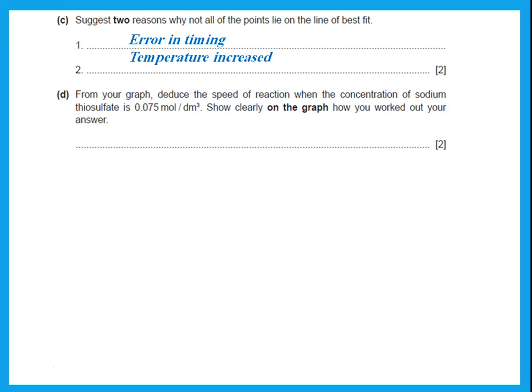Remember, the error in timing is the one where we say, okay, has the printed sheet disappeared, or has the reaction finished or not, or should we stop, or should we not stop the clock, and so on, because it is very difficult to determine exactly when all the printed sheet has disappeared. Okay, from your graph, deduce the speed of reaction when the concentration of sodium thiosulfate is 0.075.